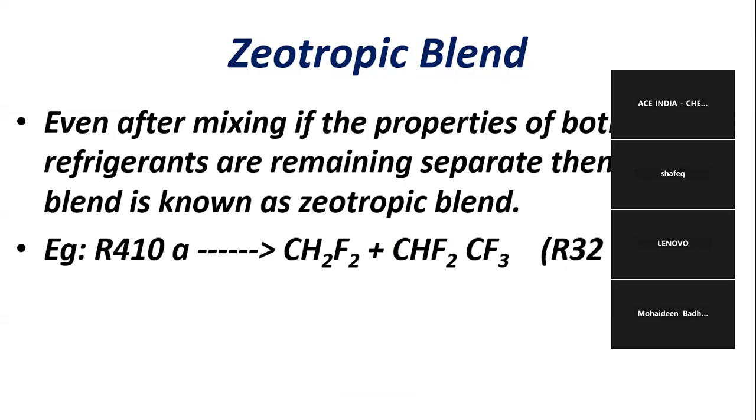In the case of azeotropic blends, they have a common saturation point and common equilibrium for vapor and liquid composition. Whereas zeotropic blends don't work like that. Even after the mixing, they will definitely fractionate. Generally, these zeotropic blends come under the designation of the 400 series. Generally, these zeotropic blends are named in the 400 series.